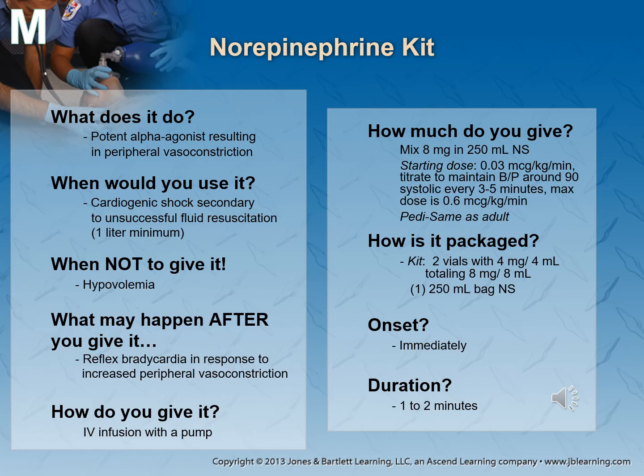So we start off by mixing 8 milligrams in 250 mLs of saline, a starting dose of 0.03 mics per kilogram per minute, and we titrate to maintain a blood pressure around 90 systolic, so we can change the drip rate every 3 to 5 minutes. The max dose is 0.6 mics a kilogram a minute. The pediatric dose is the same exact dosing.